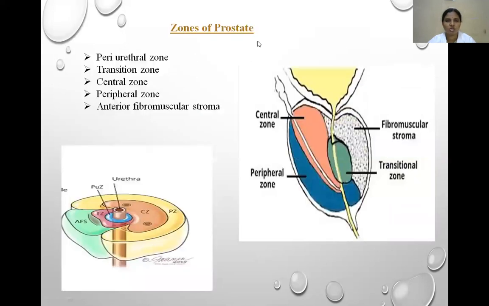Then what are the zones of the prostate? Here the zones are divided into the periurethral zone, transition zone, central zone, peripheral zone, and, as you know, the anterior fibromuscular zone. Here only mucous type of glands are there, prostatic glands are absent here. So what is this anterior-most part? Fibromuscular zone. Then the transition zone.